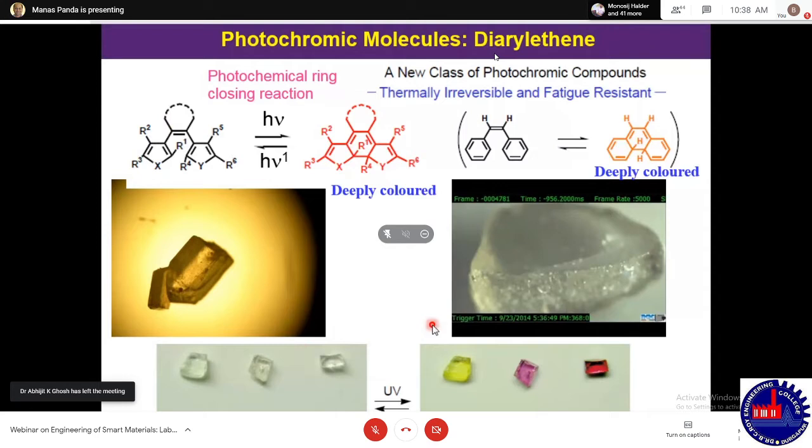Okay, so let me show some videos over here. Here are some pictures you can see. These are the crystals before irradiation, and these are the crystals after irradiation. Obviously, each crystal has different substituents, not the same crystals. So these are the substituents by which you can change and get different colors. Really a very nice range of colors you can obtain from this kind of crystal.